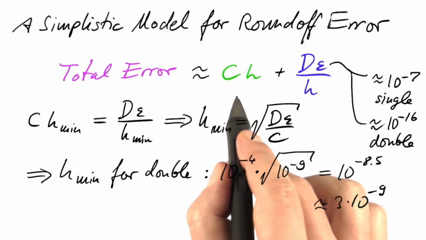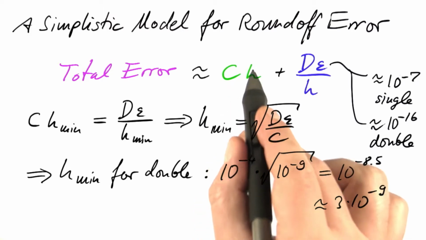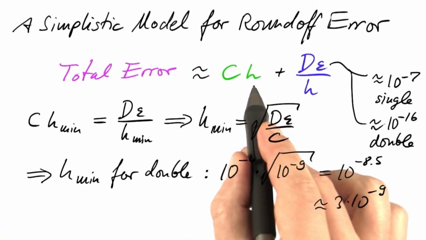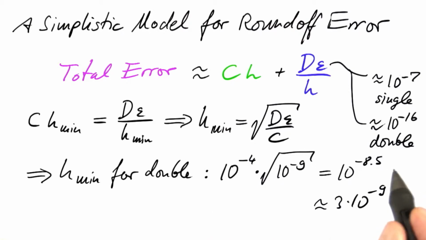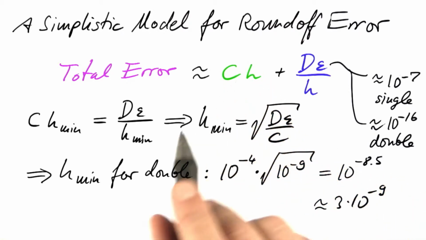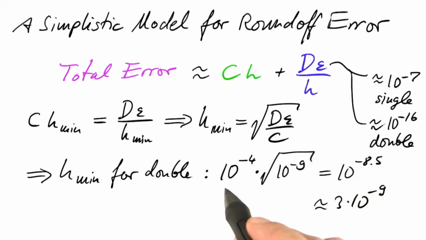If you have a method of higher order, we have ch square or even ch4 in here. So from this result we learn that as we go from single to double precision, we may be using a step size that's about 4 to 5 orders of magnitude smaller, and hence the error will be smaller by 4 to 5 orders of magnitude.